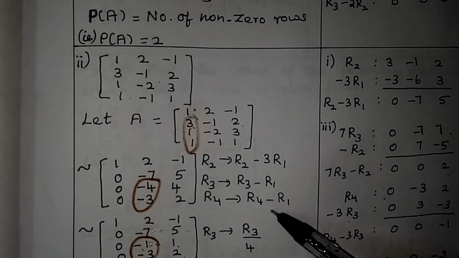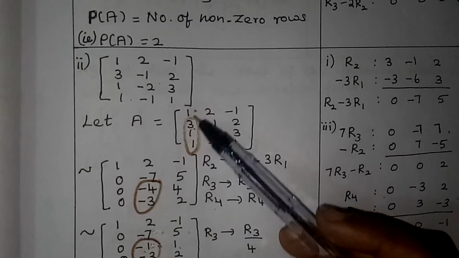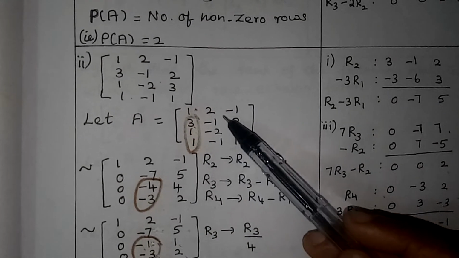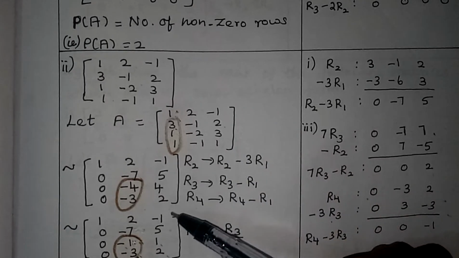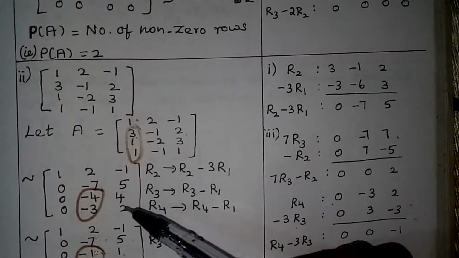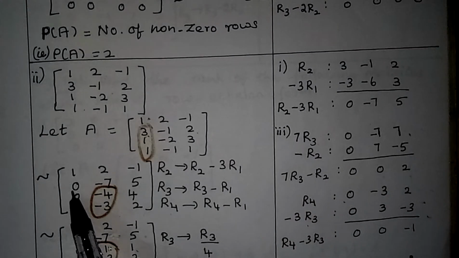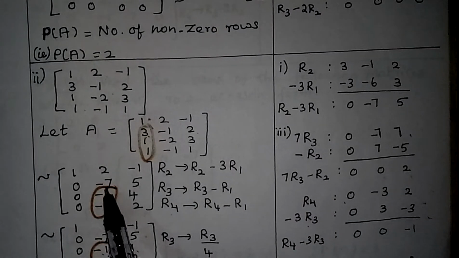Last row is last row minus the first row. 1 minus 1, 0. Minus 1 minus 2, it is minus 3. Here 1 minus of minus 1, it will be plus, so here 2. So next step what you have to do, the first non-zero element in the second row is minus 7.